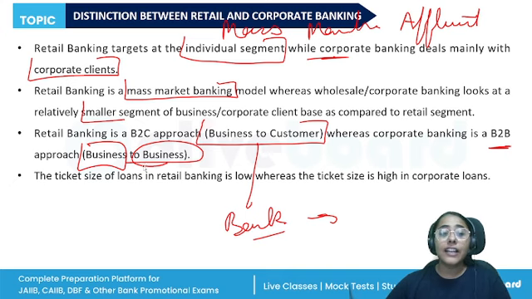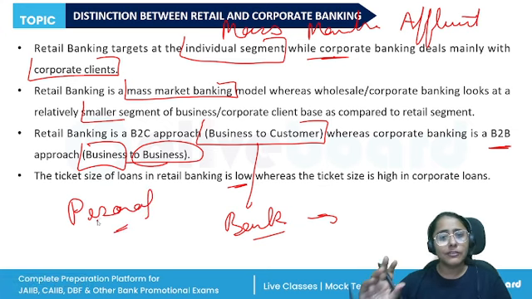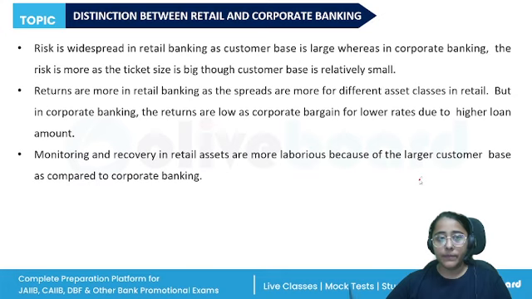The ticket size of loans is low in retail banking. Why? Because most of these loans are personal loans. So education loan, car loan, home loan, these are small quantum. Ticket size is high in corporate loans. Why? Because they want to set up a business, start a new venture, invest. So there the ticket size will be more.